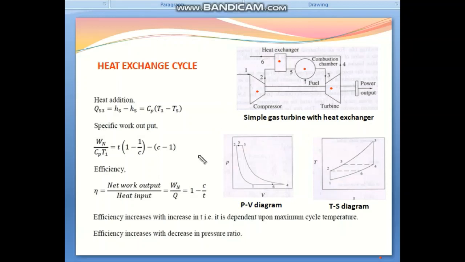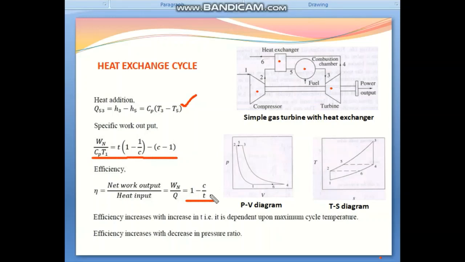So in the heat exchange cycle, the specific work output is the same, that is Wn by Cp T1, equals T into 1 minus 1 by C, minus C minus 1. Okay. And the net efficiency becomes net work output, that means Wt minus Wc, turbine work minus compressor work, by Q. Q is the heat input. So heat input is this. Okay. So the efficiency becomes 1 minus C by T.